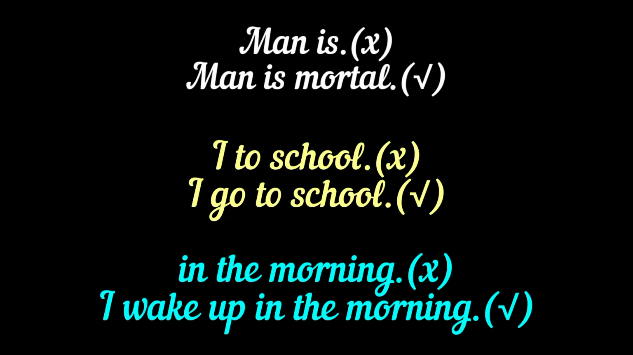Now for some examples on your screen. "Man is" makes no sense, hence it's not a sentence. "Man is mortal" makes a clear sense, so it's a grammatical sentence. "I to school" makes no sense, so it's not a sentence. "I go to school" makes a complete sense, hence it's a grammatical sentence. "In the morning" makes an incomplete sense, so it's not a sentence. "I wake up in the morning" makes a full and clear sense, so it's a grammatical sentence.